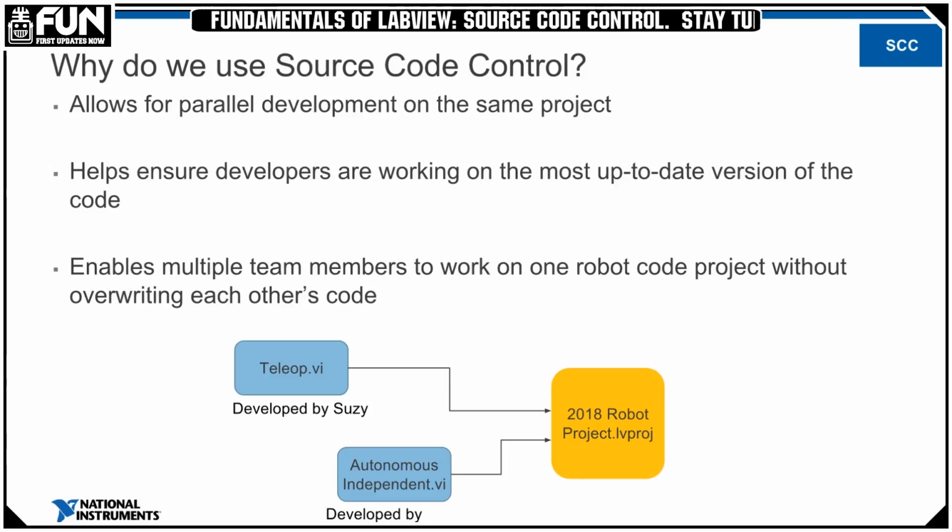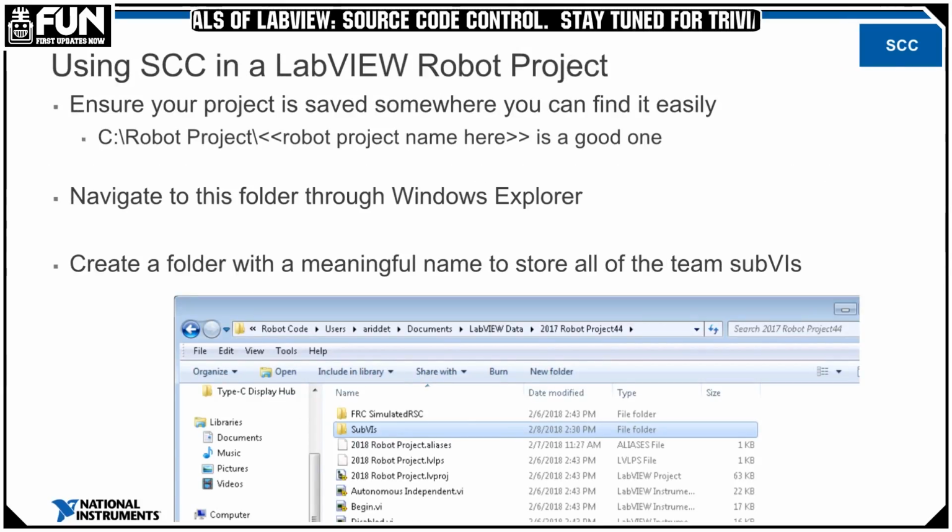So let's look at how we use source code control in a LabVIEW robot project. We're going to go through the steps to set your project up so that you can push it to any kind of source code control software, be that GitHub, be that some other software your team uses. We're going to get your LabVIEW project ready to be pushed to a server somewhere.